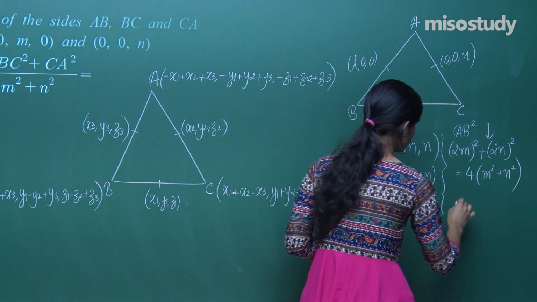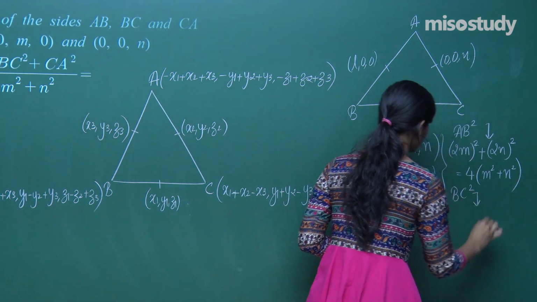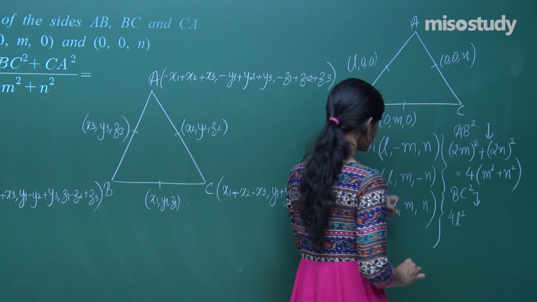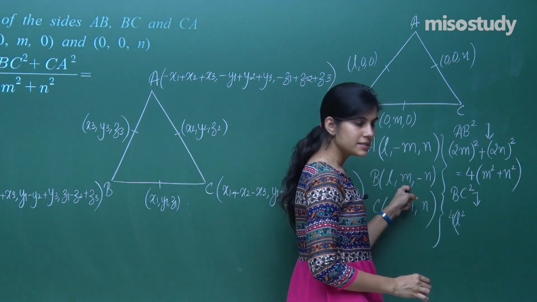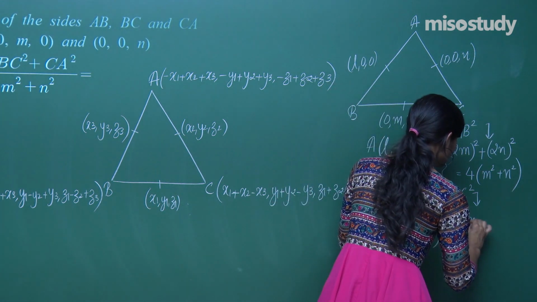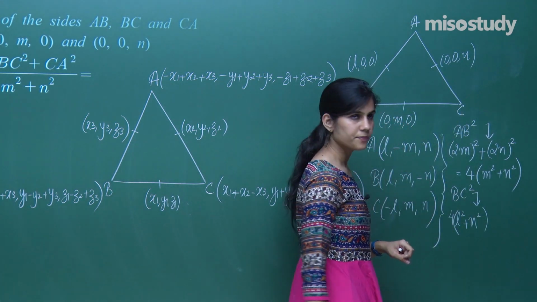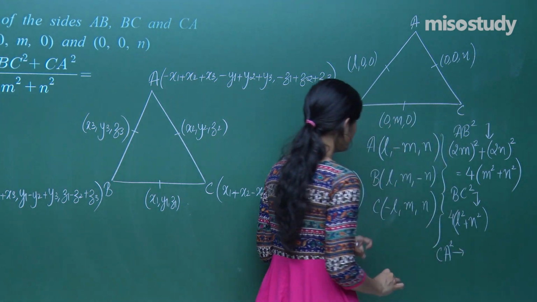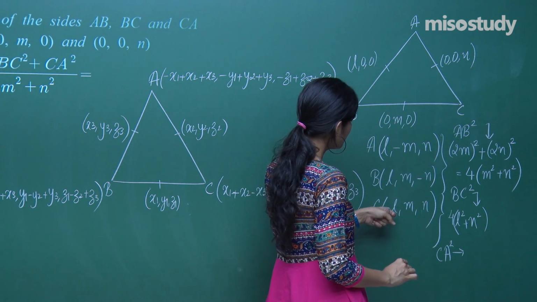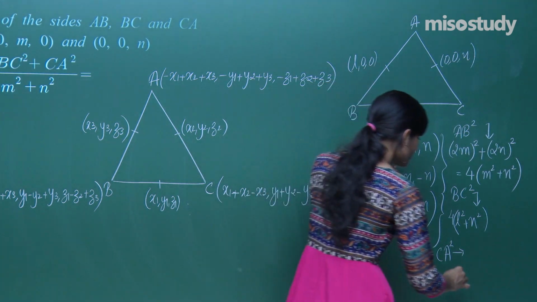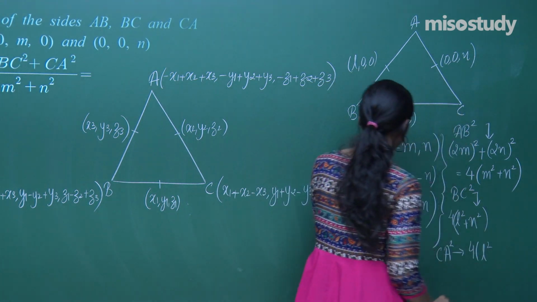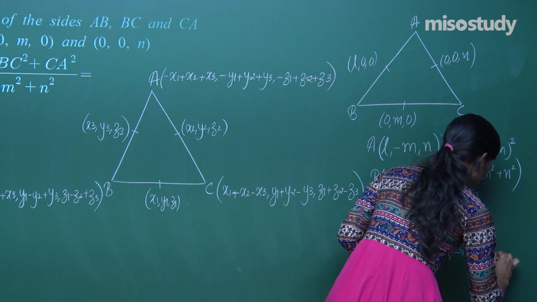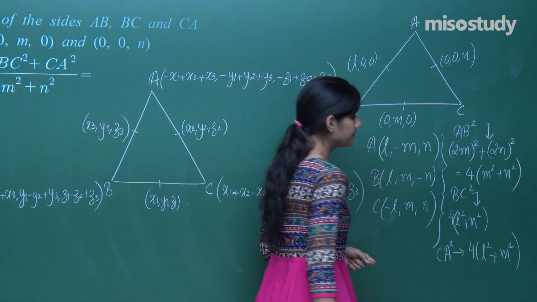Then you have BC square, this is 4l square, then m minus m will be 0, n minus minus n is 4n square. And similarly you have CA square. Again minus l, that is l square, so it will be 4l square. Then m minus minus m, so again plus m square, that is it.